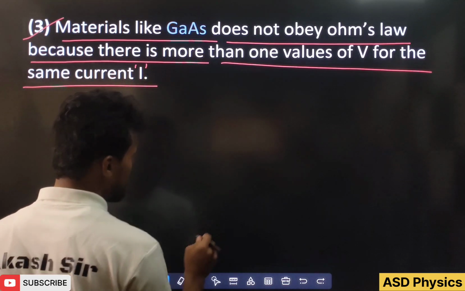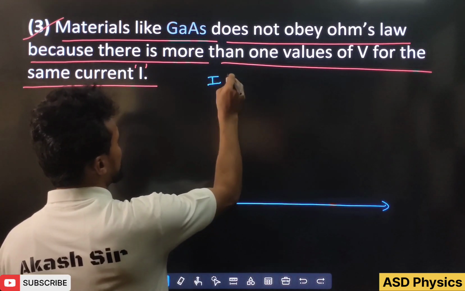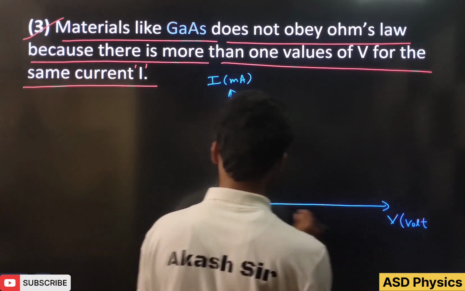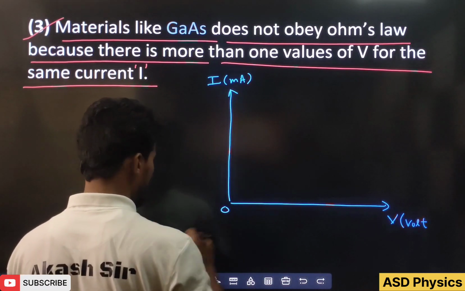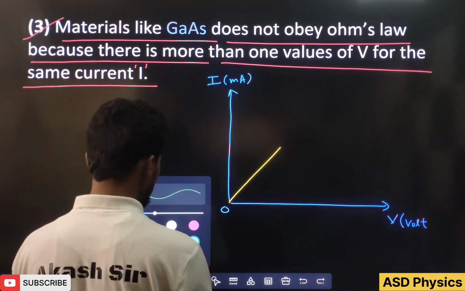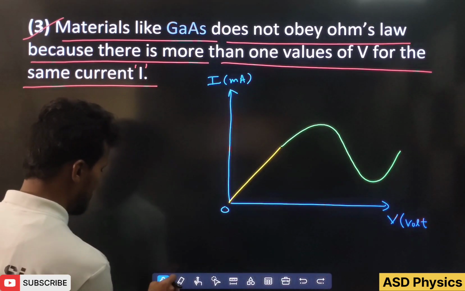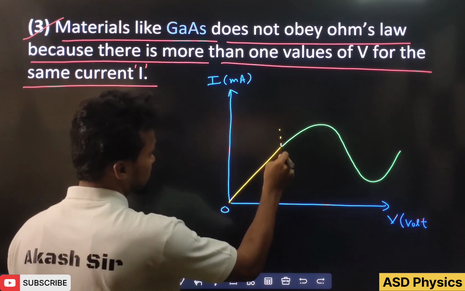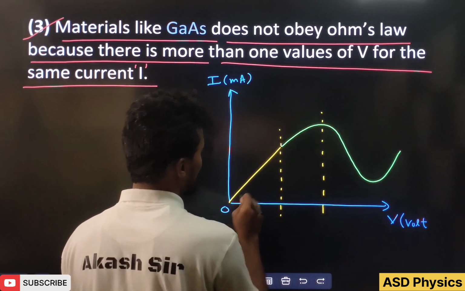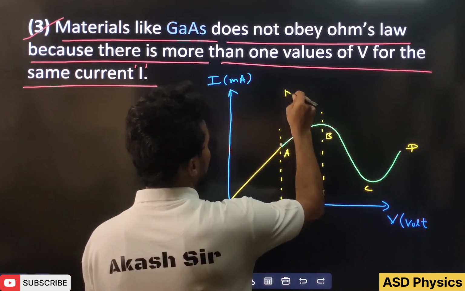So let's say for example I am drawing the graph here. This is the current, most of the time in milliamperes, and this is the voltage in volts. What kind of graph does this kind of material show? First they will follow a straight line, after that it gets a little bit curved, then it goes like this. Up to this they are following Ohm's law, but after that, students, in this region, if I label O, A, B, C, D, this is a non-linear region.